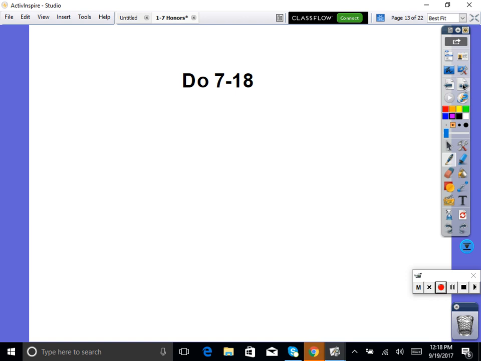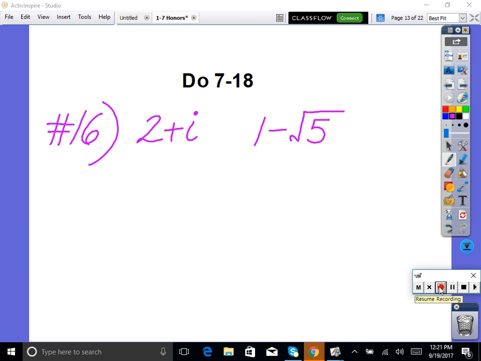Okay, do 7 through 18. Make sure you read the directions because look at problems 7 through 12. All it asks is what other zeros do I have? Don't go too far or you're doing extra work. So a lot of people mess up on 16. Let me show you what they do.